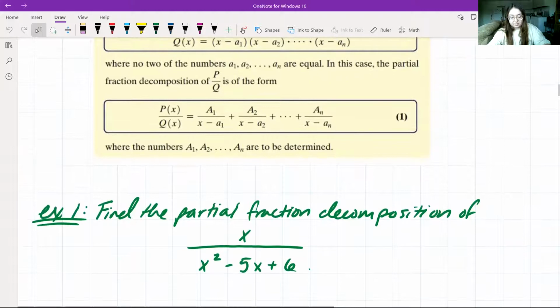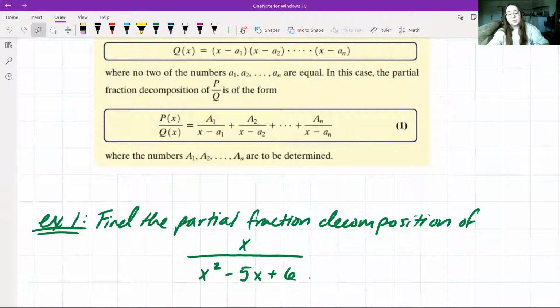Also, just a side note, because you want your answer in the form of x minus a1, x minus a2, a just has to be a real number. So that also means that you can have x plus 1, x plus 2, x plus 3, anything along those lines as well.